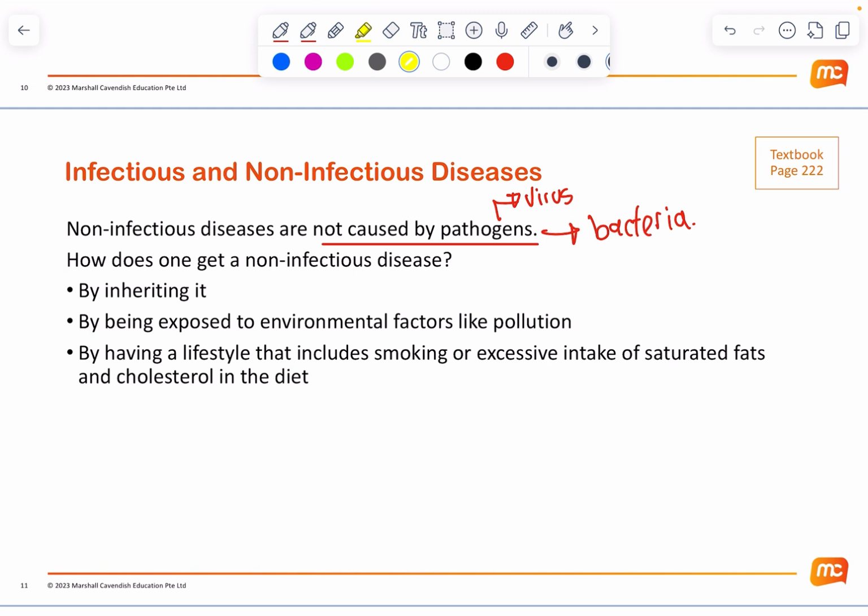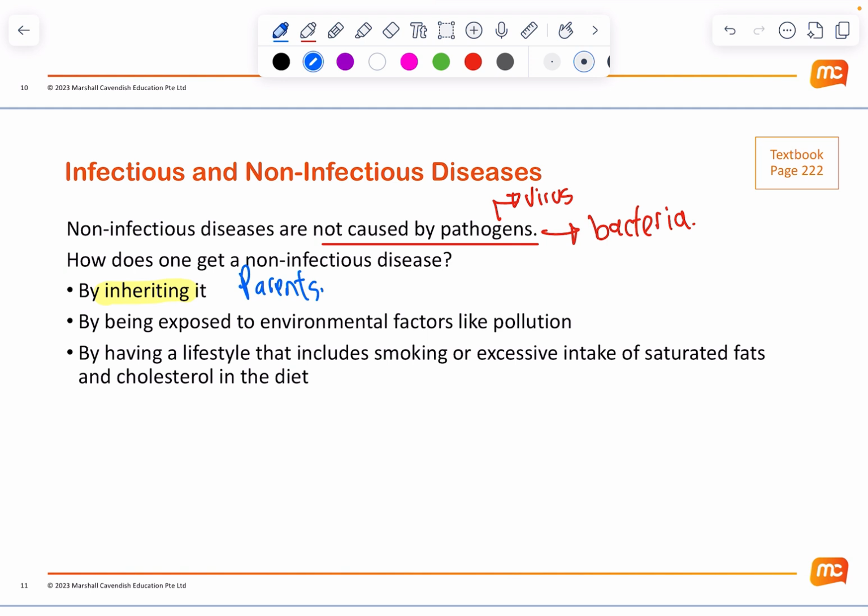Because the way that it's being transferred is actually quite self-contained, meaning by inheriting it, most probably you get it from your parents. So it's passed on from one generation to another generation. You can also be exposed to environmental factors like pollution. So this is actually very controlled in a sense. Then of course, the other one is related to lifestyle.